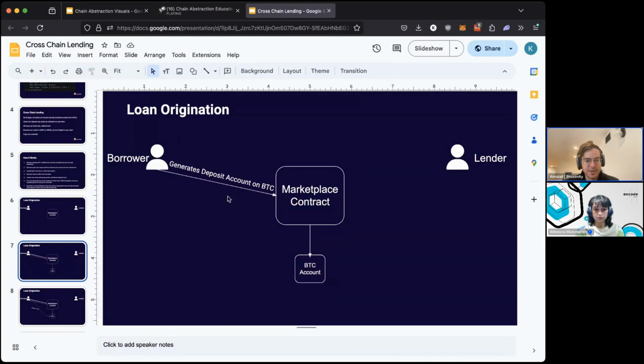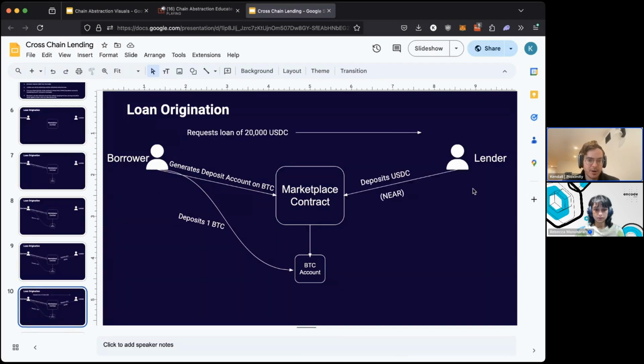So same first step. Okay, cool, got the deposit address. I sent 1 BTC. The lender deposits the USDC. The borrower is going to now say, I'll accept at least 20,000 USDC, or maybe they set a max too, and I'll take up to 40,000 USDC at this maximum interest rate. This lender, let's say, bids 5%. They end up coming out with the lowest rate.